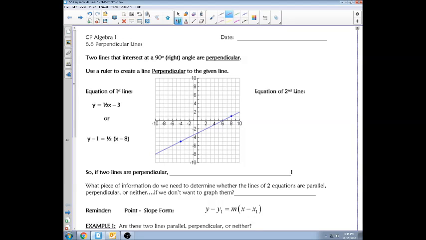Since I don't have a ruler, what we're going to do is skip down to the next bit of information, then we're going to come back to that section, okay? So if two lines are perpendicular, it means that their slopes are opposite reciprocals.